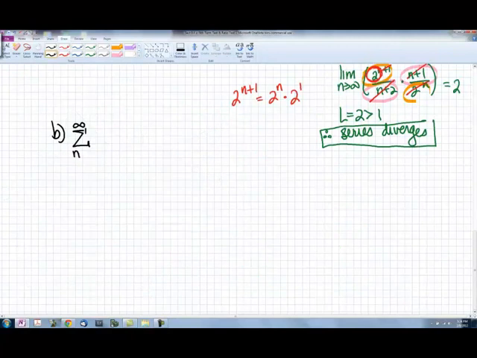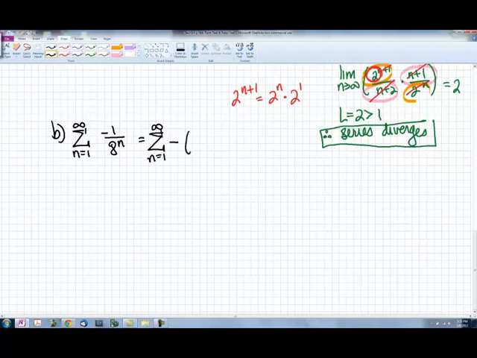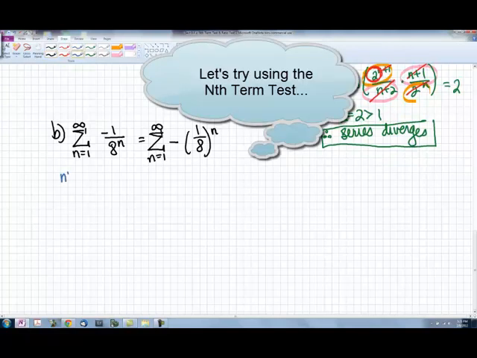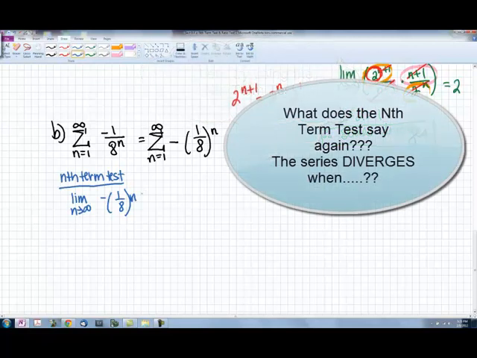Let's try the sum as n equals 1 to infinity of negative 1 over 8 to the n power. If you like, you can think of it as n equals 1 and then negative 1 over 8 to the n. Let's try the nth term test. N is getting really, really large. What are we multiplying by every time? Now, go back and look.